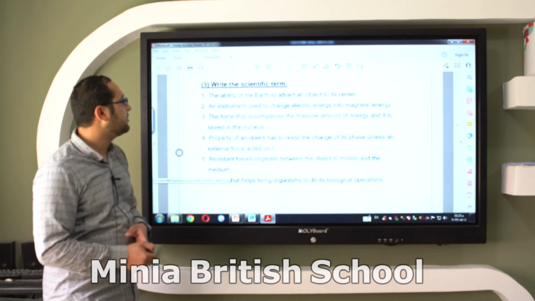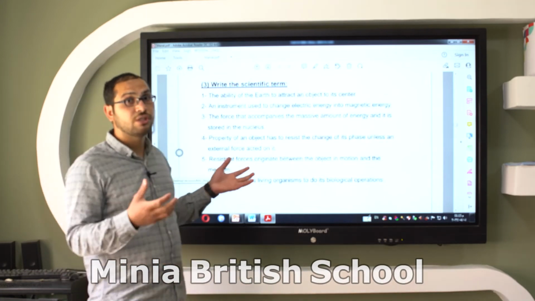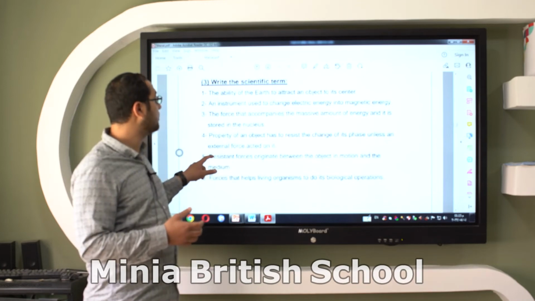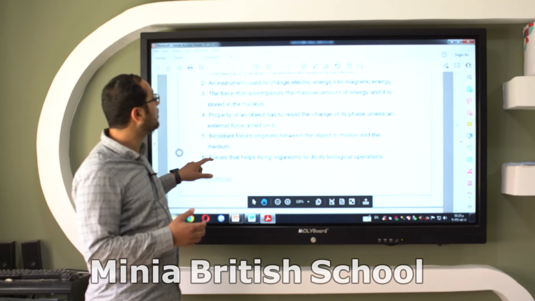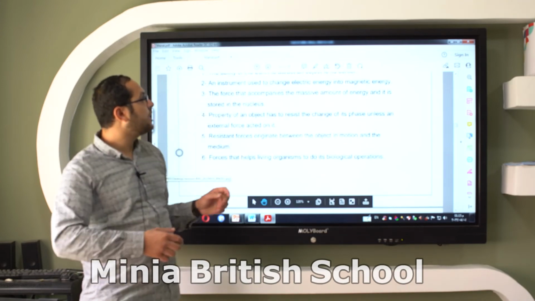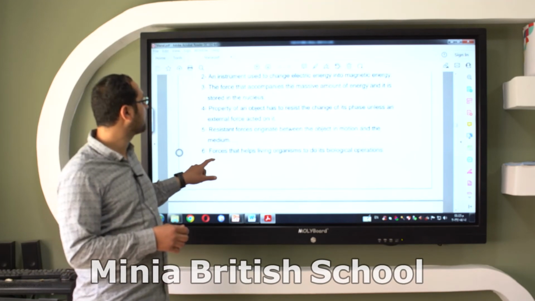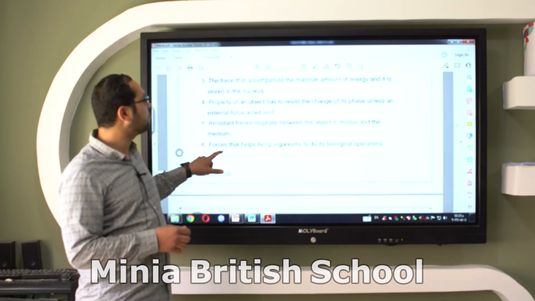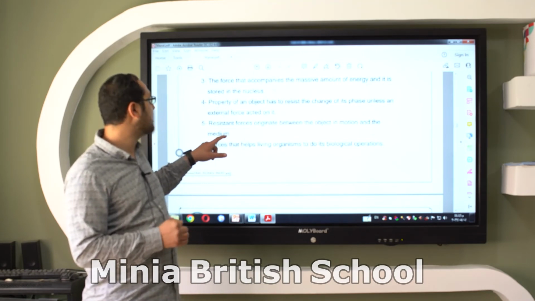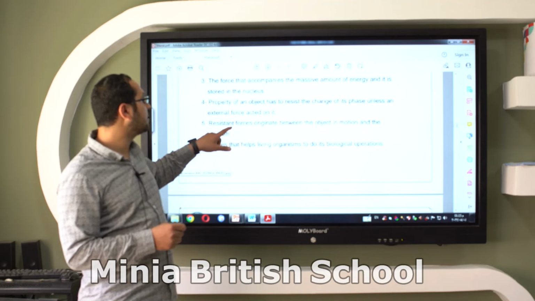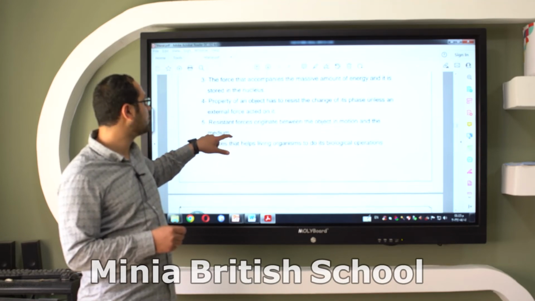Number 3, write the scientific term. The ability of the Earth to attract an object to its center: this is the weight. An instrument used to change electric energy into magnetic energy: this is the electromagnet. Property of an object to resist the change of its phase unless an external force acts on it: this is the friction force.